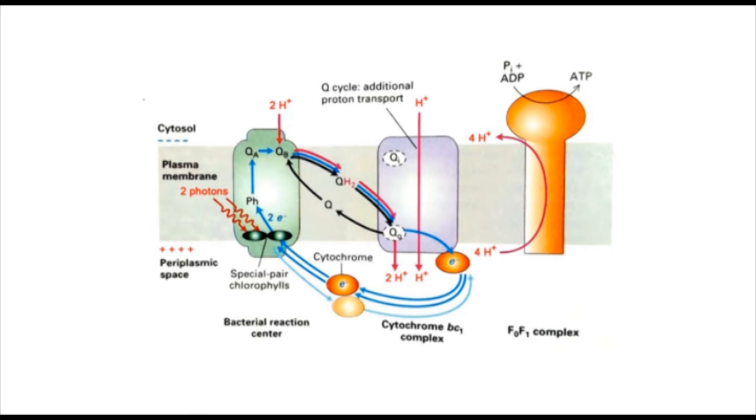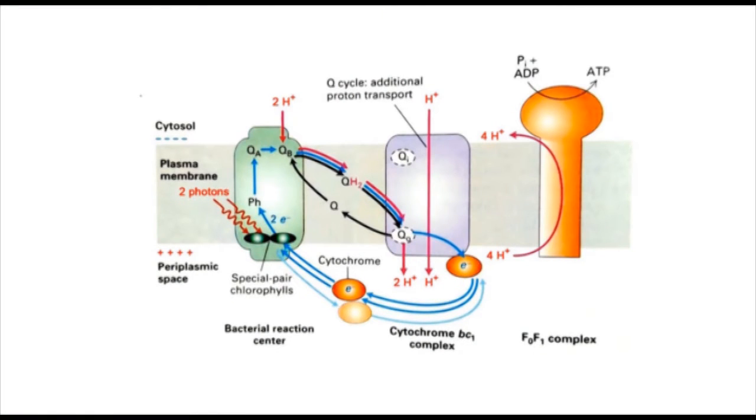Electrons are then transferred from the cytochrome bc1 complex to a soluble cytochrome, a one-electron carrier in the periplasmic space, that is between the bacterial cell wall and plasma membrane. Now, this reduces the cytochrome from a ferric state to a ferrous state.